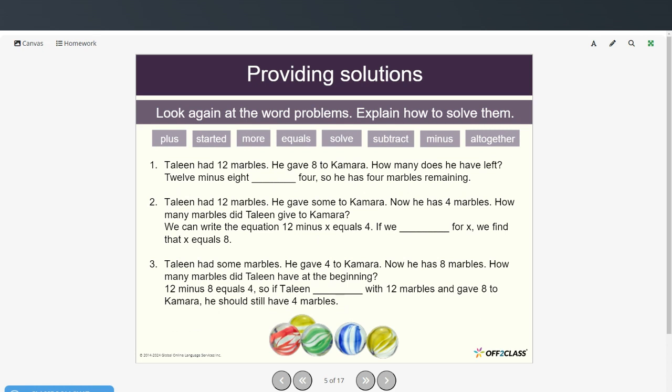Talene had 12 marbles. He gave 8 to Kamara. How many does he have left? So 12 minus 8 equals 4. So he has 4 marbles remaining.